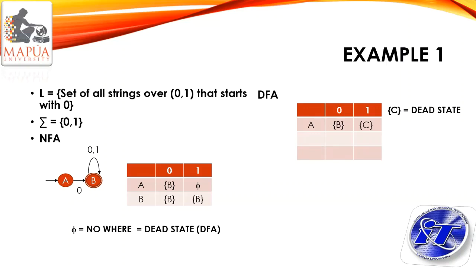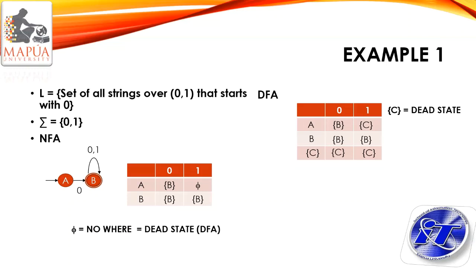And for B, when it encounters both 0 and 1, it will just go to itself. And since we have a new state, it should have a path for 0 and 1. Since we are on the dead state, or a trap state, it will just loop within itself. So this is our DFA transition table. Based on this, now we could create or design the automaton.